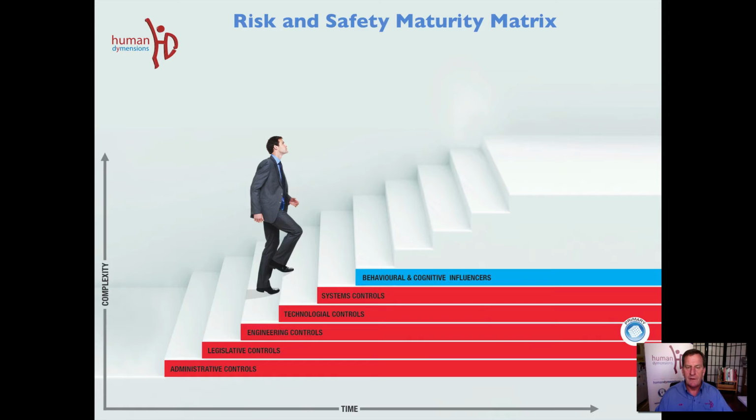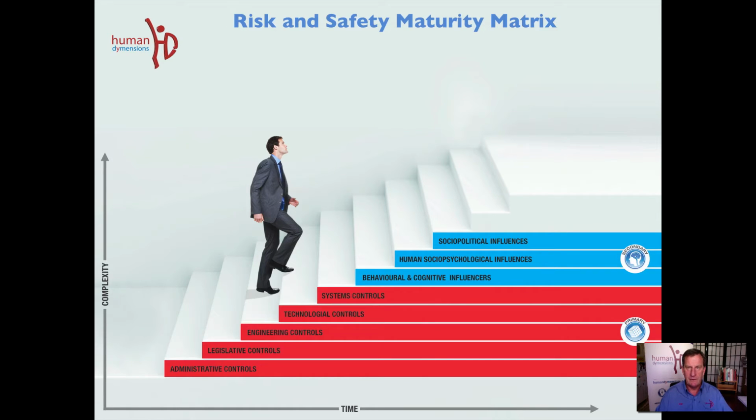The next step beyond foundations, the first step, is to consider behavioural and cognitive influences. These are the people who help us step beyond systems and technological thinking to consider human factors at work. When we have behavioural and cognitive influences in our organisation, we then begin to consider human, social, psychological influences, socio-political influences, and I call these the secondary level of risk and safety maturity.